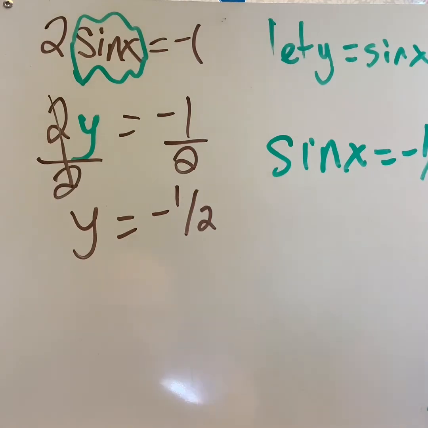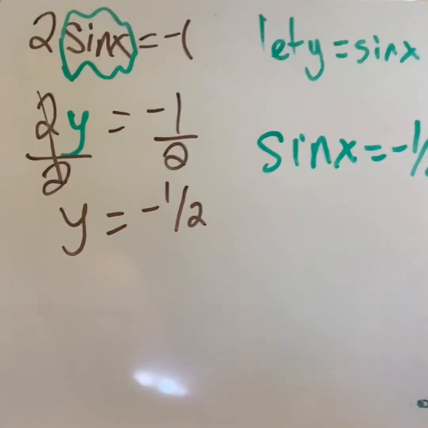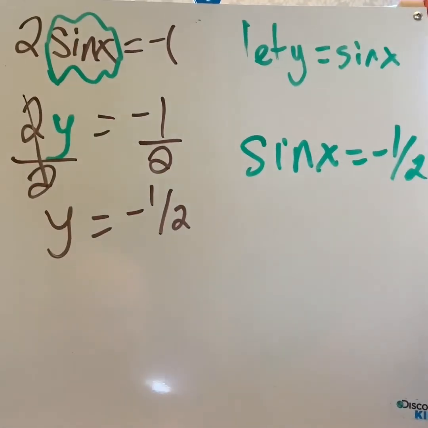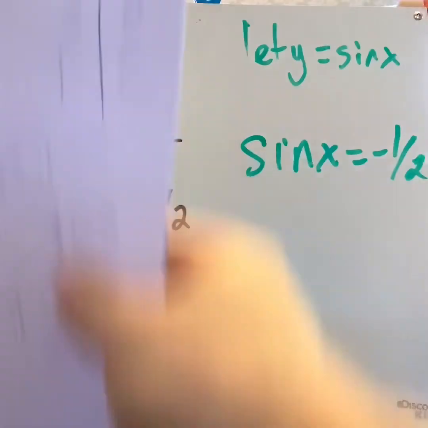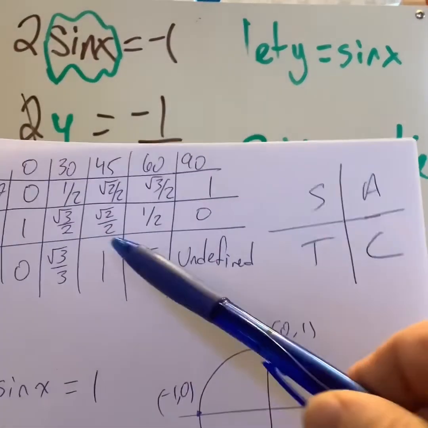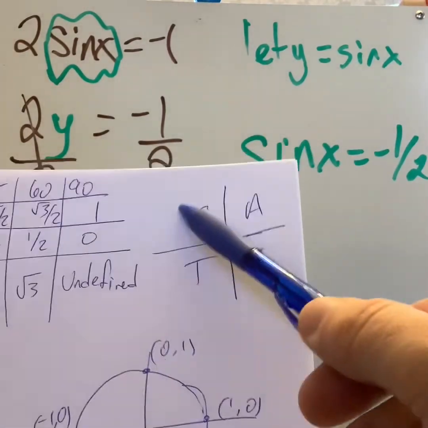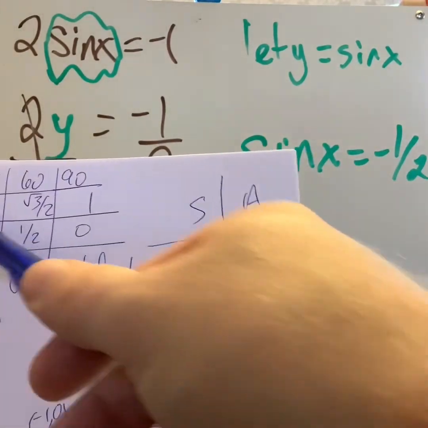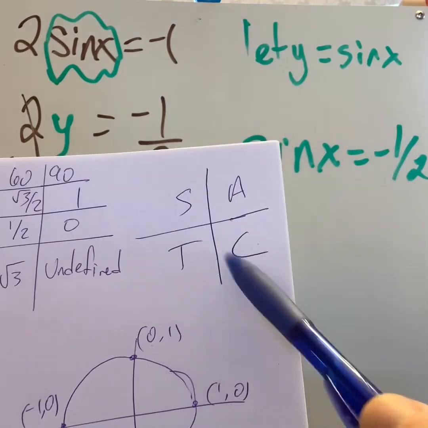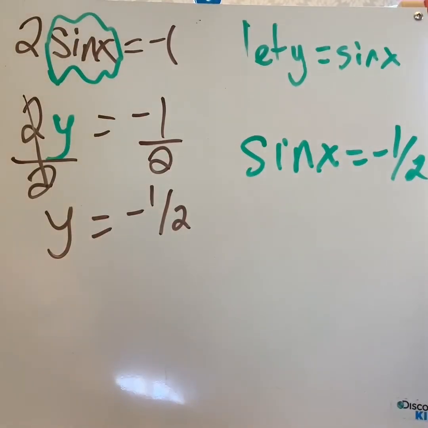All right, so now we go over to our chart and we say, sine is 1/2 at 30 degrees, but now it's negative. So we're not in quadrant 1, we're not in quadrant 2. We have a 30-degree reference angle in quadrant 3 and in quadrant 4.